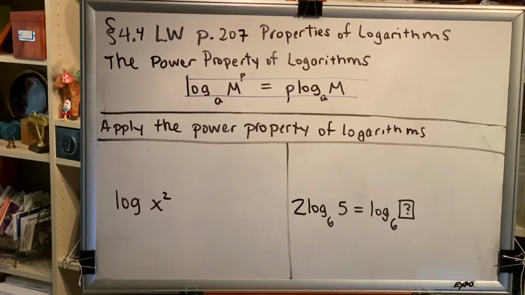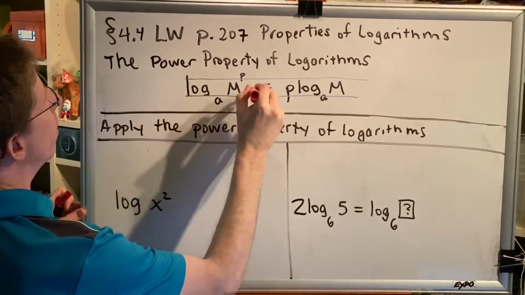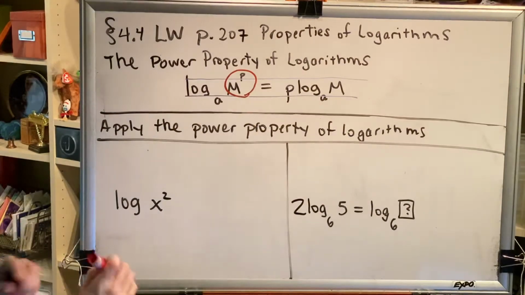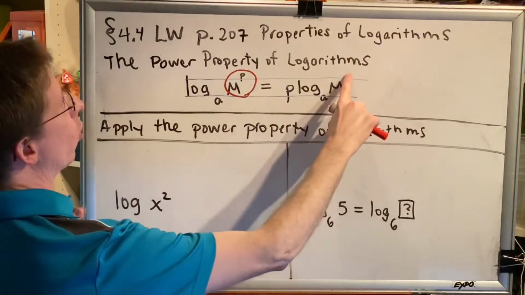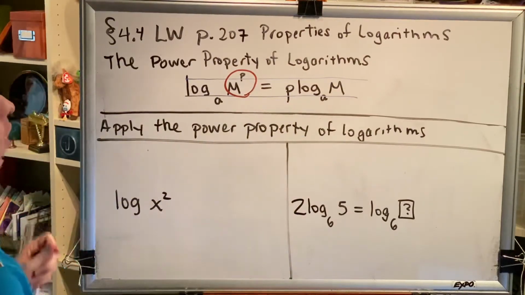It can be used to move a log's argument's exponent to the front of the log. It can also be used to move a factor in front of a log to become the exponent of the log's argument. Let's take a look at this rule in detail. On the left side, we have log base a of this exponential expression, m to the p power. On the right side, we notice that the p is no longer the exponent of the argument and has in fact been moved to the front of the logarithm.